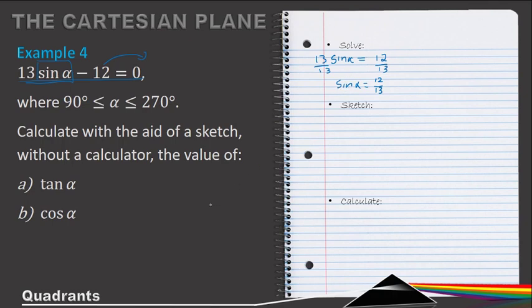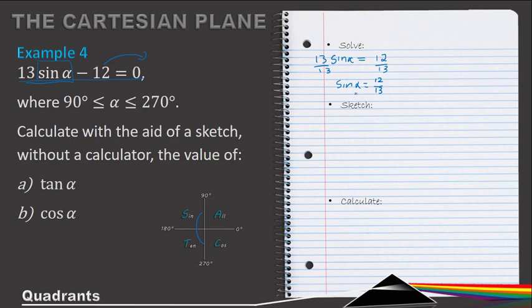Now to sketch. We're going to use the Cartesian plane, and before we sketch, we need to find out in which quadrant we are going to draw our triangle. So we look at 2 things. We look at this equation that we just solved, and we look at this restriction. This restriction clearly states that it's only applicable from 90 to 270, so it's in one of those quadrants.